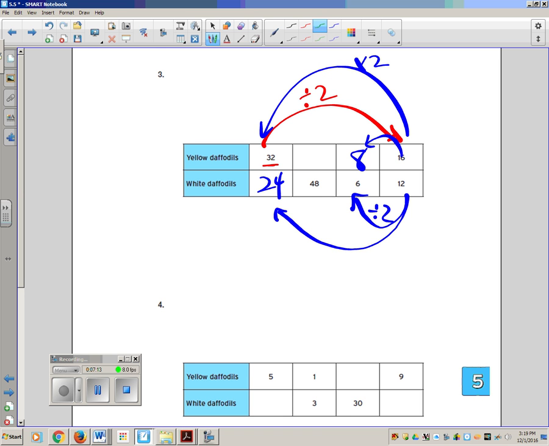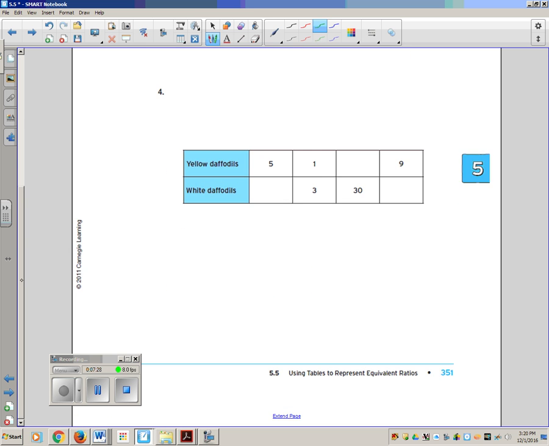Now I'm going to go a different way. I want 24 to 48. I multiplied by 2. 32 times 2 would give me 64. So they're not straight patterns when you're doing these kinds of problems. Last one I'm going to do with you.